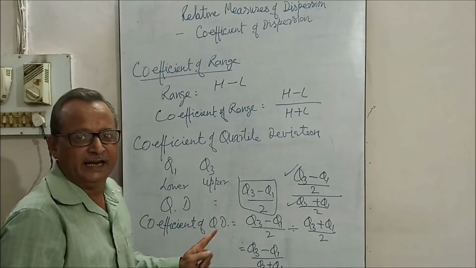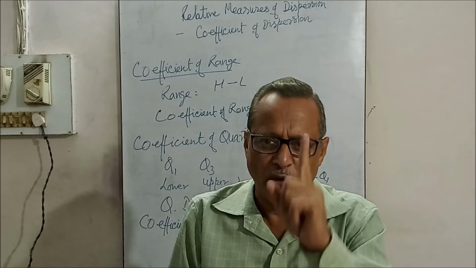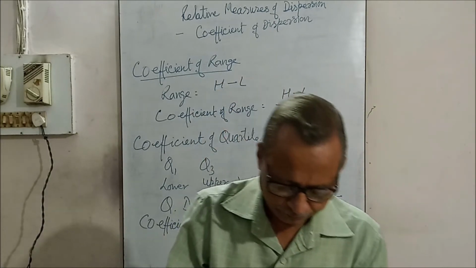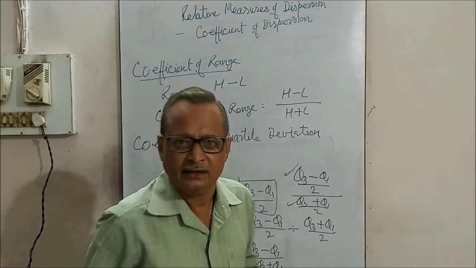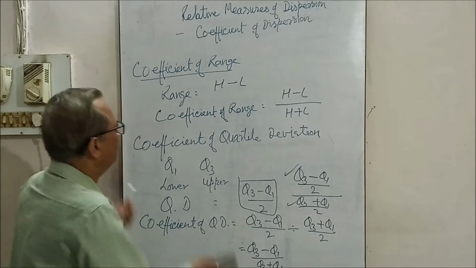In all cases, the result will be 1 or less than 1. Understood? This is the coefficient of quartile deviation. Now see.